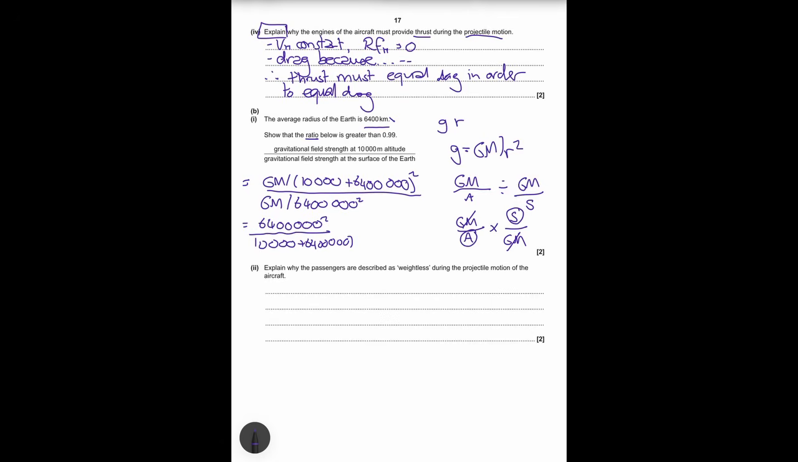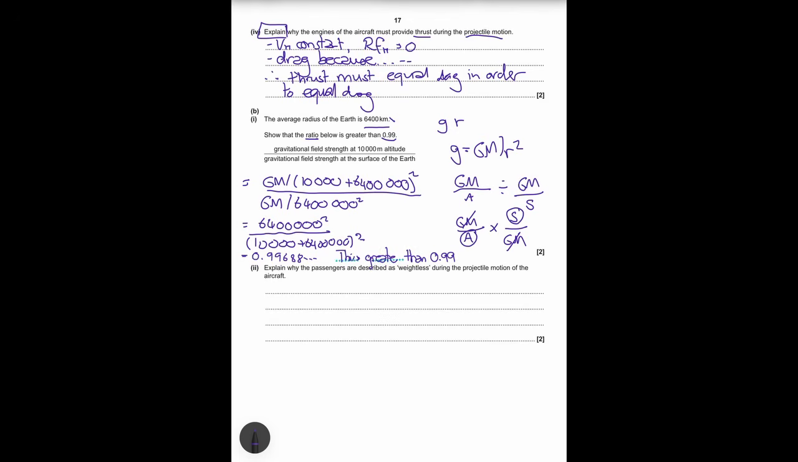And then if I put this in the calculator, the answer that I get from the calculator is 0.99688... And then I think the question says is greater than 0.99. Well, then I'm just going to make that statement: this is greater than 0.99, just to show the examiner that I've linked it to the question.